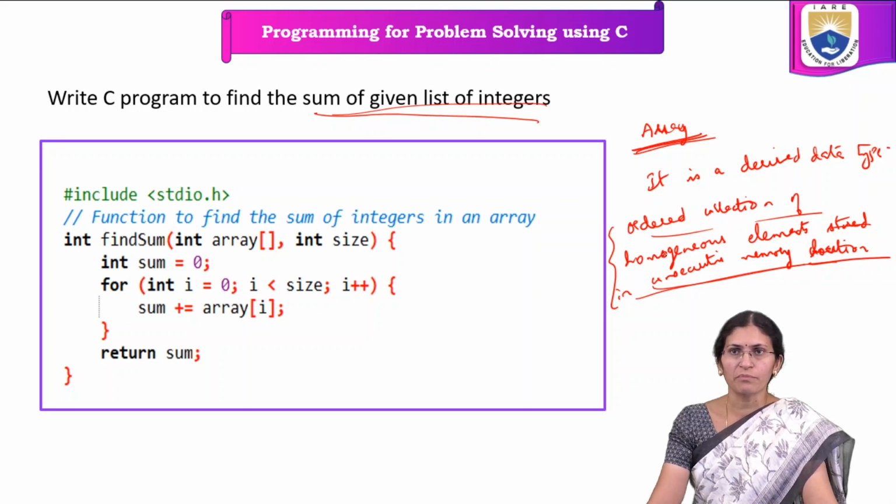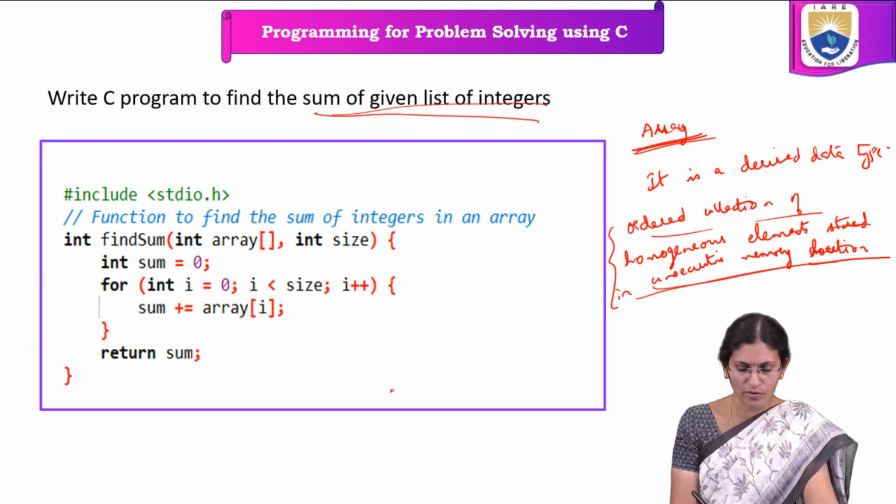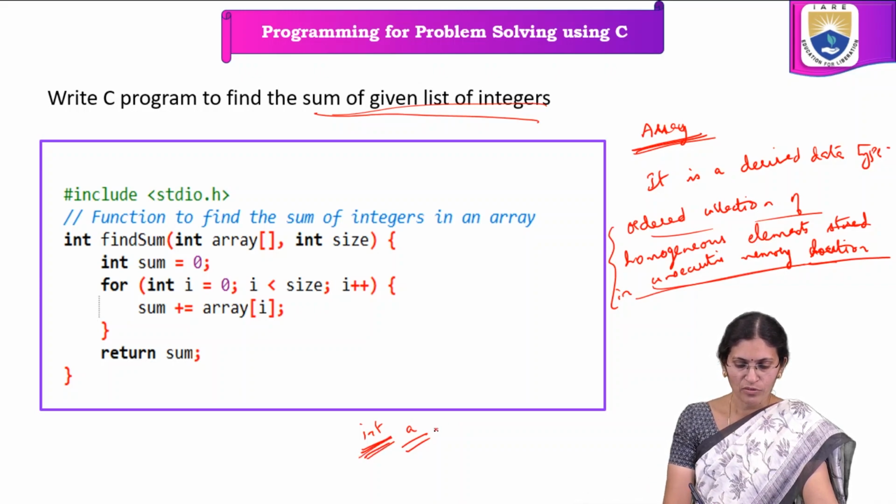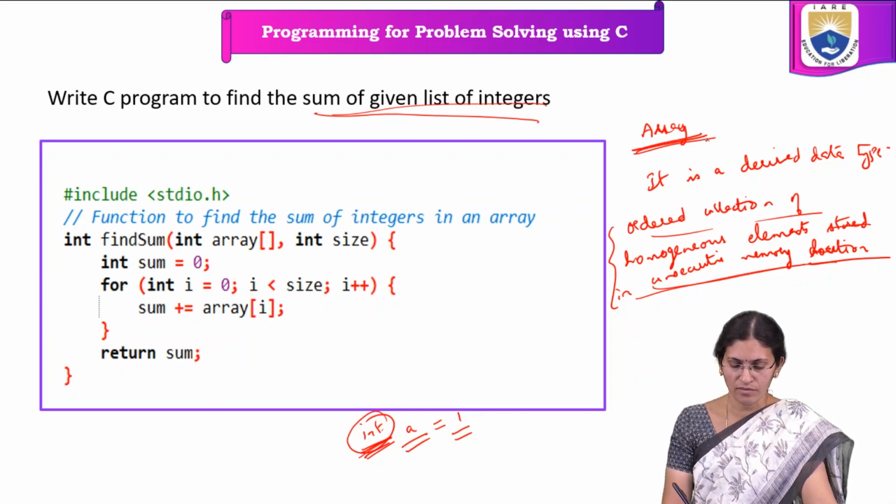What does this statement mean? An array consists of a number of elements. For example, suppose we have int a. In this variable a, the data type is integer, so it is a primitive data type. We can hold only one value in this variable. Whereas an array also consists of elements, but here it consists of a number of elements, an ordered collection of homogeneous elements.